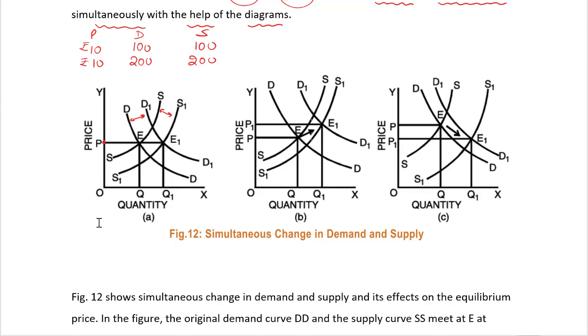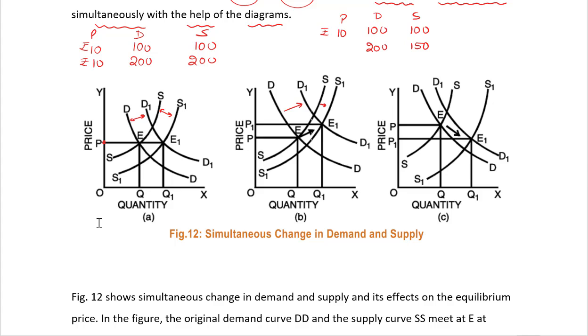See situation B in figure B. Over here, there is a more increase in the demand, but there is a very less increase in the supply. Just see over here in this example, suppose the price is 10 rupees, the demand is 100 and the supply is also 100. Over here, the demand has increased more, that is from 100 to 200, but supply has only increased from 100 to 150.